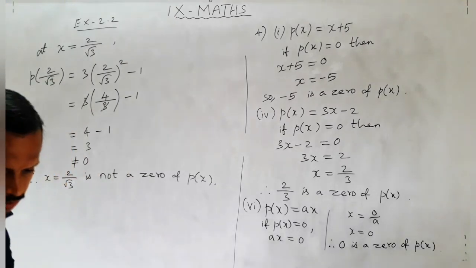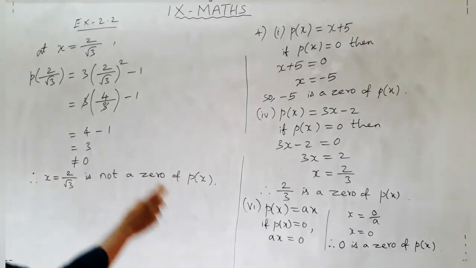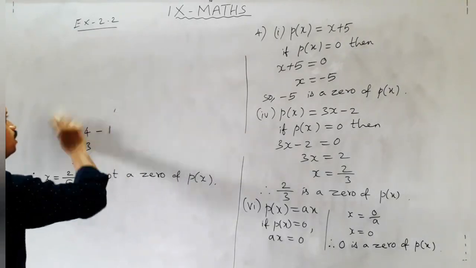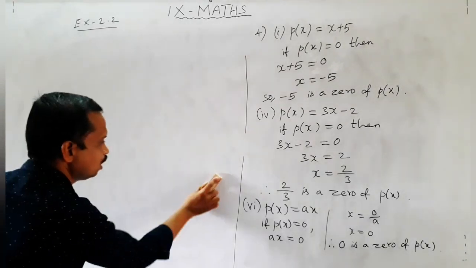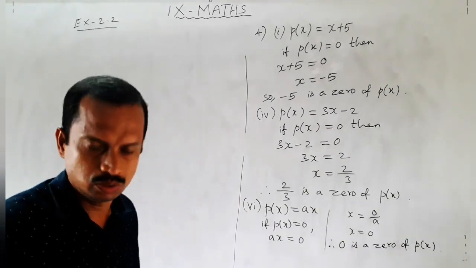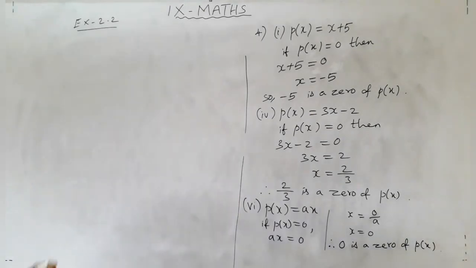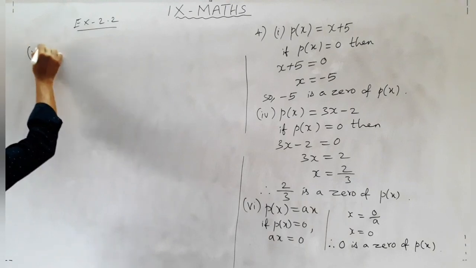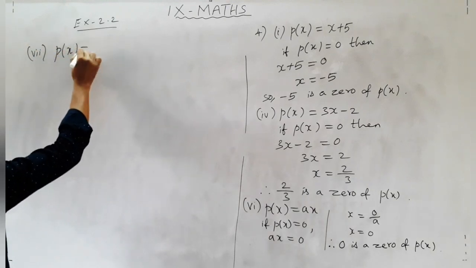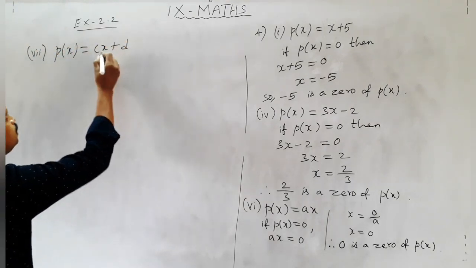I think you can do the remaining things by yourself as homework. I am giving very few sums only, and a worksheet will also be sent to you, and you have to do it. So the last one, option 7. You see what is given there? P of x equal to cx plus d.